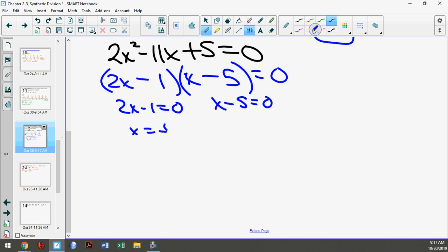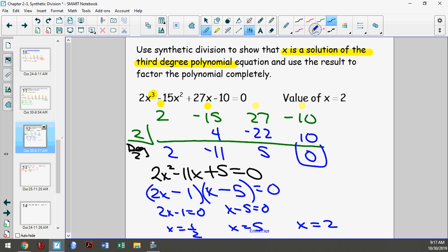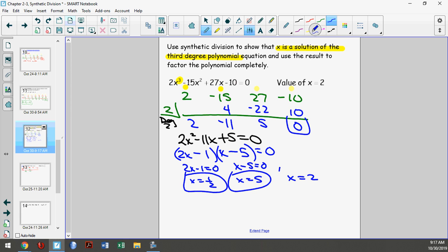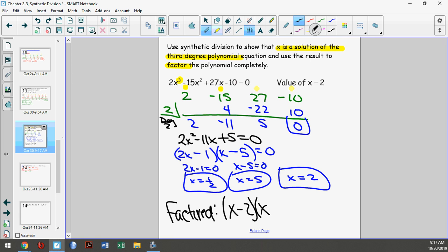So x is equal to 1/2, and x is equal to 5. And we already know that x equals 2 is my other root. So I found all 3 roots. However, it says to factor the polynomial completely. So my factored form is going to be x minus 2, x minus 5, and 2x minus 1.